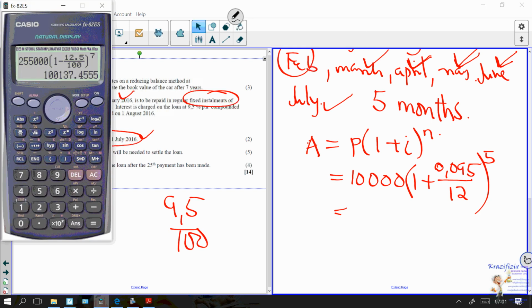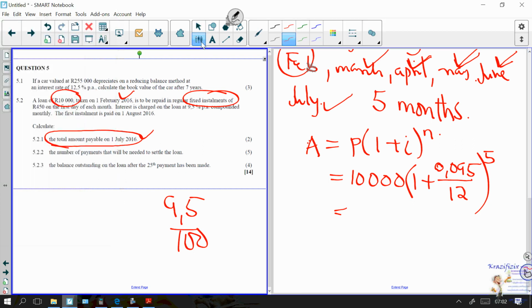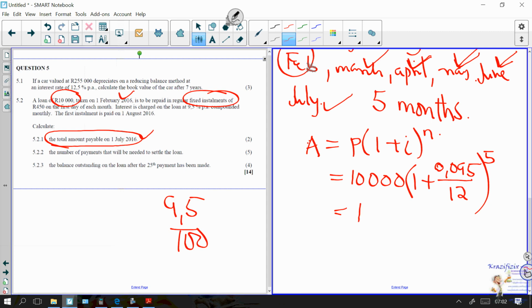My loan is appreciating. So 10,000, I have a bracket 1 plus that 0.095 over 12, and then we close the bracket with a 5. What do we have? We have 10,402 rand 15 cents. You see, it's growing. My loan has grown.